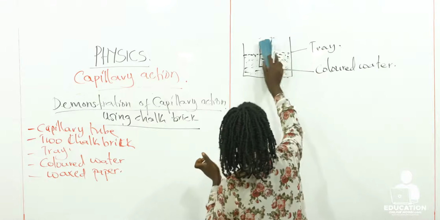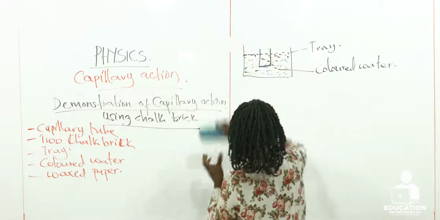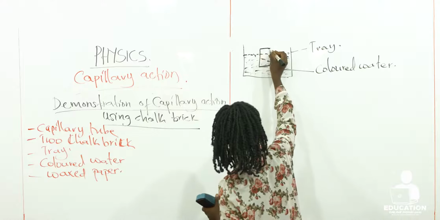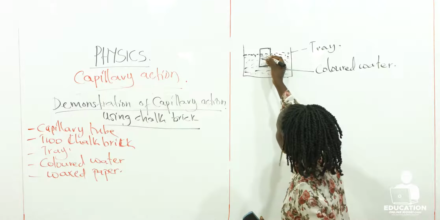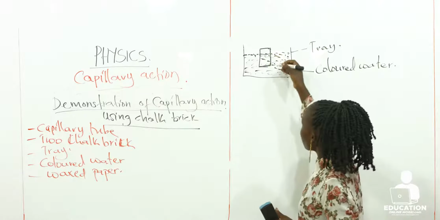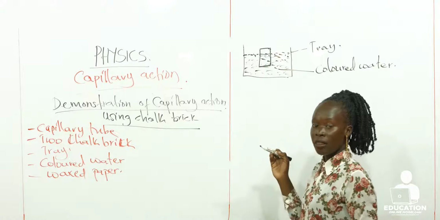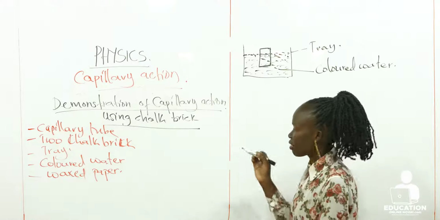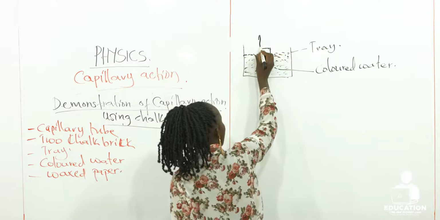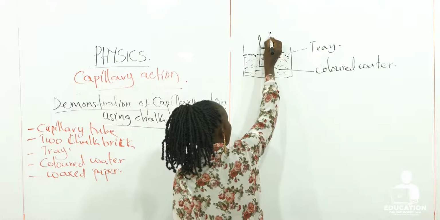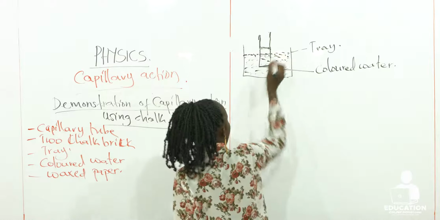Let's reduce that level somewhere here. So this is our chalk brick. This liquid you've seen, this is where the meniscus ends. But then the chalk brick will absorb this water, and it will continue moving towards the end, which is not in the water. So what happens is, you get the second chalk brick and put it right on top of this one. Let's keep it right here.